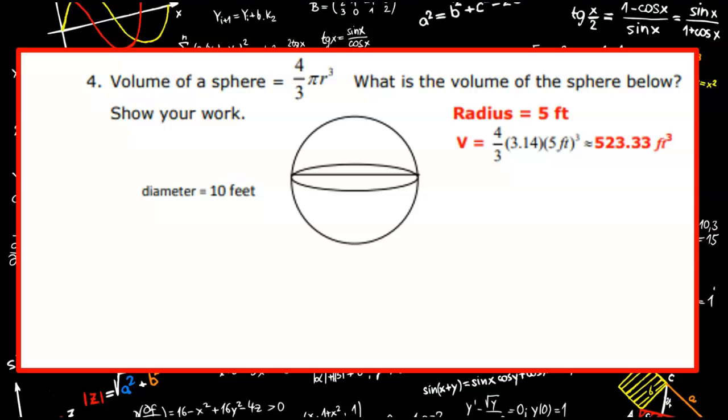All right, so 4/3 times pi, 3.14, times, now be careful here, you cannot plug in 10. The radius is 5. The diameter is 10, so the radius is 5. Plug that all into your calculator and be sure you're doing an exponent of 3. It's 5 cubed, not 5 squared. The answer is 523.33 cubic feet. If that is not what you got, please take the time to plug that back into your calculator to make sure you can get to the right answer.